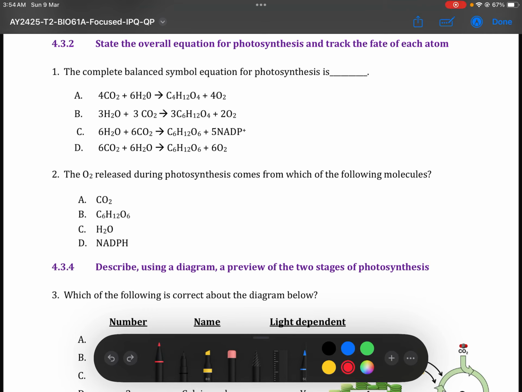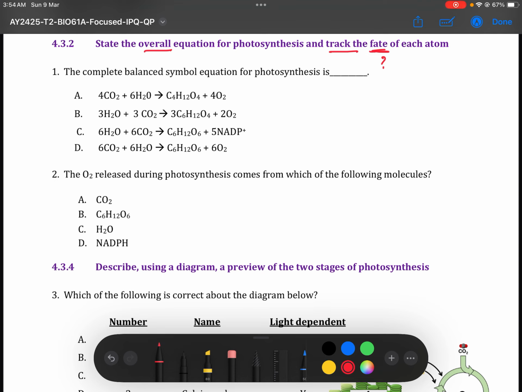Students, today we will discuss topics 4.3 and 4.4 in this video, and we will go through KPI by KPI. So first, KPI 4.3.2: state the overall equation for photosynthesis and track the fate of each atom. That's very important, like what's the fate of each atom.